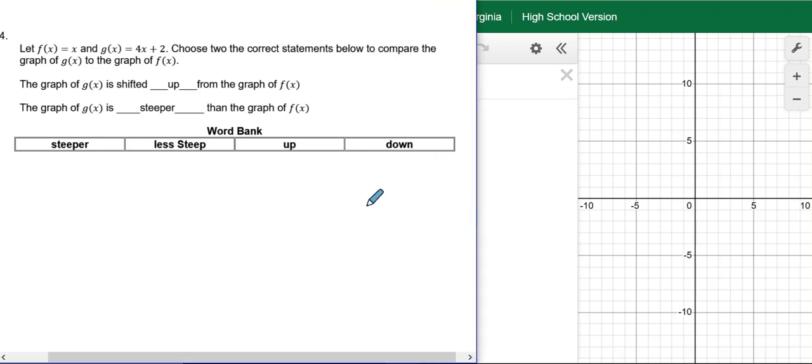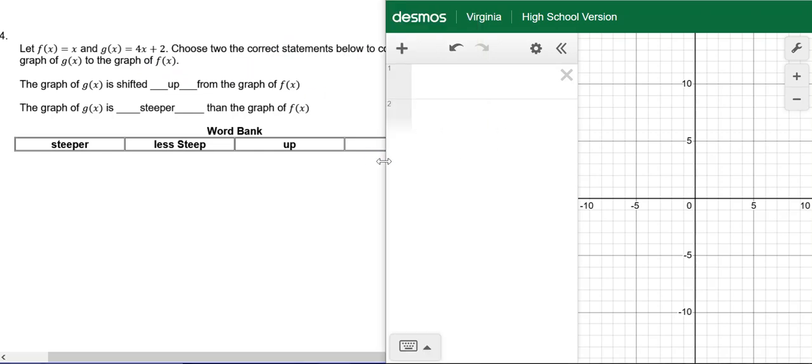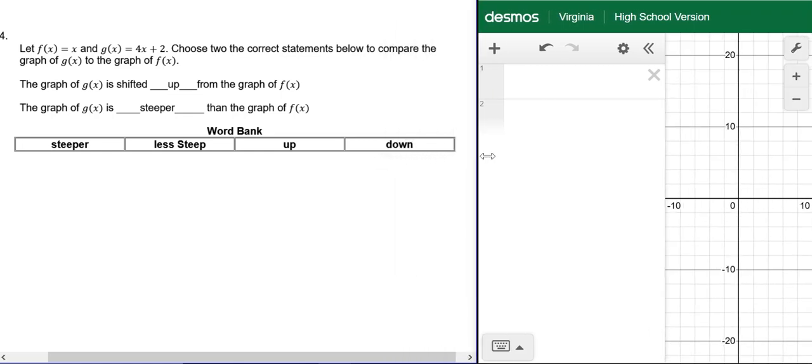It says let f of x equal x and g of x equal 4x plus 2. Choose the two correct statements below to compare the graph of g of x to the graph of f of x. Alright, so again there are two ways you can do this. I'll show you the graphing way first. I am sorry, I already have the answers on here, up and steeper. I'll show you how that is so.